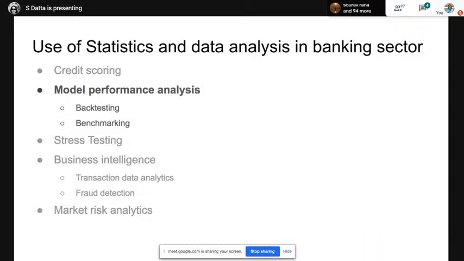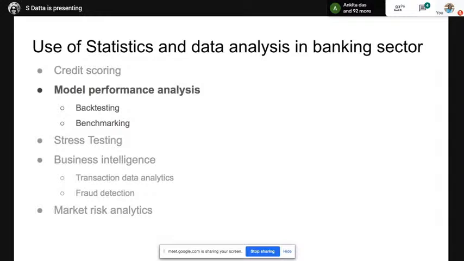So the next point I'd like to talk about is model performance analysis. Once you've developed a model to credit score customers, for example, how do you assess if it's performing well, if it's doing what it's meant to do? As I said, it's an iterative process to develop a model. You don't just develop one model and be happy with it. Usually you try several different ones.